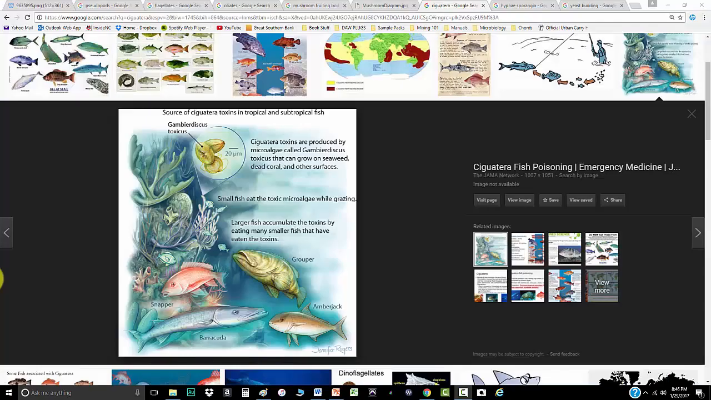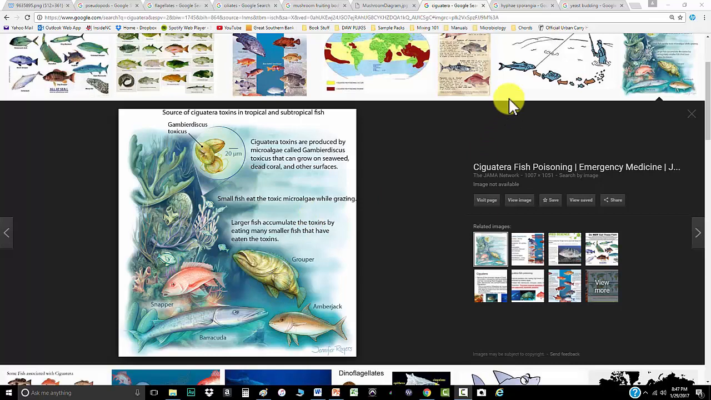Another example is an algae called Ciguatera. I think I'm pronouncing that right. Another one that produces a toxin that can be accumulated in fish and actually cause toxins to build up from smaller fish to larger fish as they move up the food scale. So here's a picture showing that.